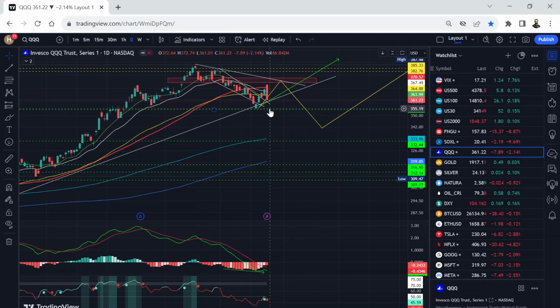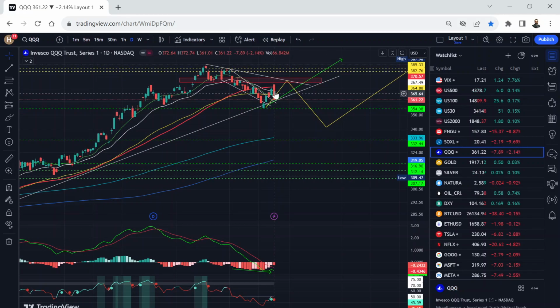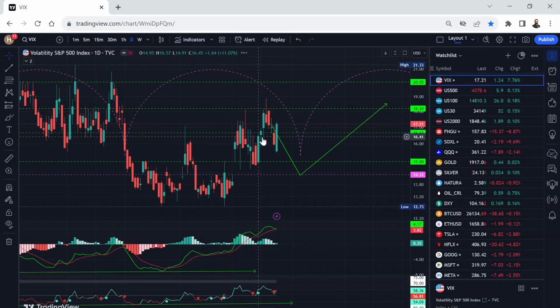Okay, so in theory, this looks like an engulfing bearish candle, but since my indicators are telling me otherwise, I'm not going to be looking like a bearish bear right now.